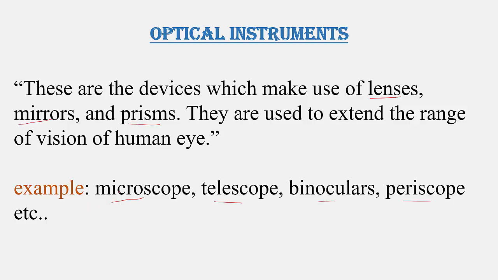So these are artificial optical instruments which can extend the range of vision, so we can call them optical instruments. Right? So optical instruments are the devices which make use of lenses, mirrors and prisms. They are used to extend the range of vision of the human eye. Here we are going to study in detail about microscope and telescope.